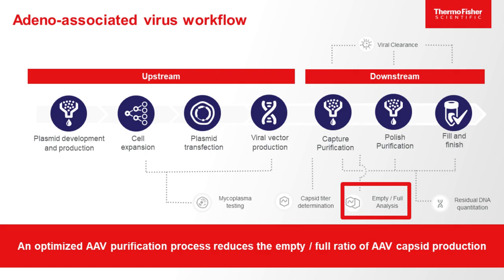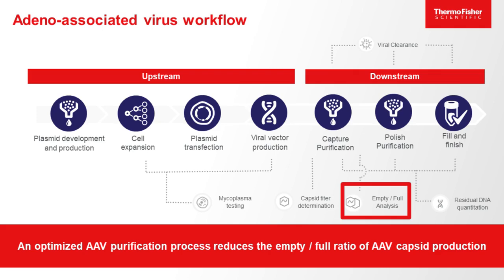Another important analytical tool to evaluate AAV product purity at this point in the AAV workflow is empty-full capsid analysis. One of the methods used is HPLC analysis. Julia will now take us through her method development for empty-full capsid analysis by HPLC.